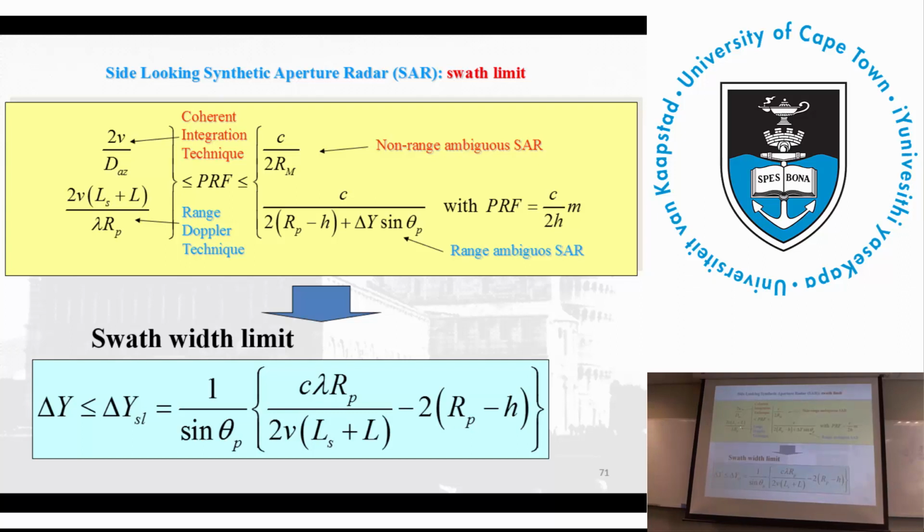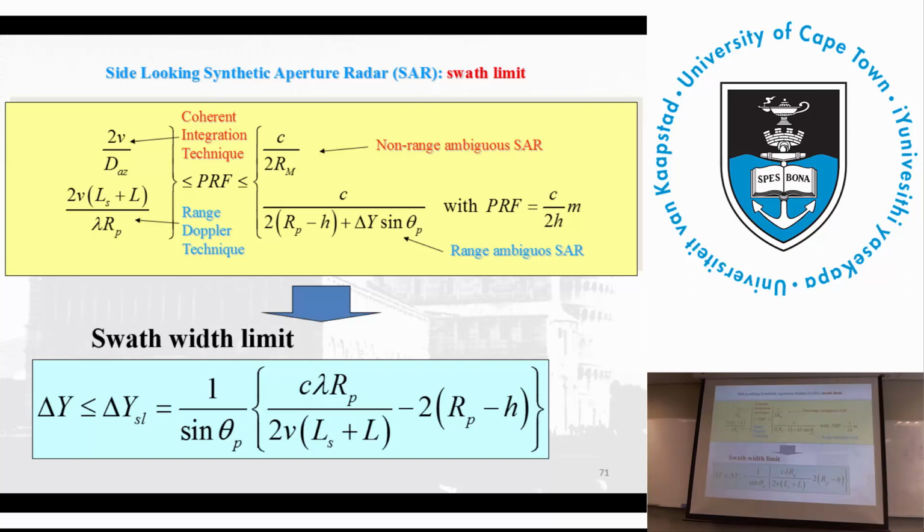And if you write down this condition here, and I think this has been written for the range Doppler technique, and the range ambiguous SAR is an example, then you have to force this to be less than that. And if you do that, you end up with a condition on the swath, delta y, which becomes an upper bound, which tells you the maximum extent of your swath that you can tolerate.